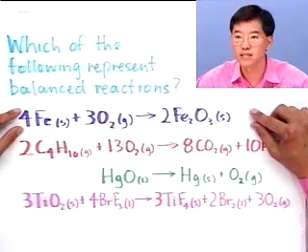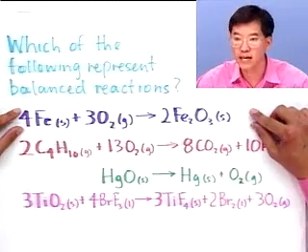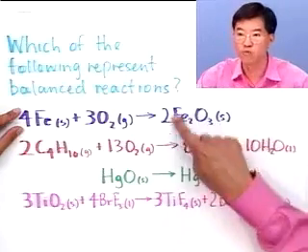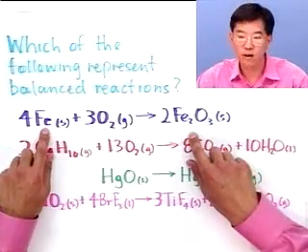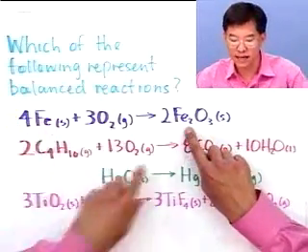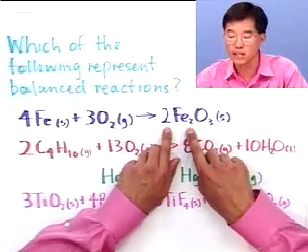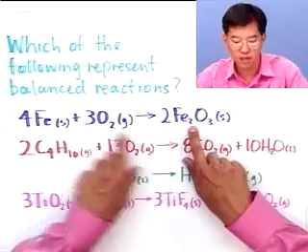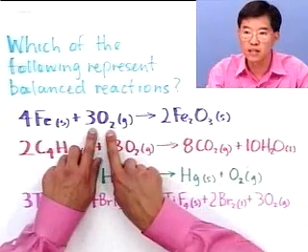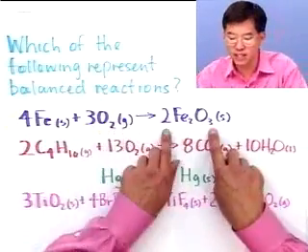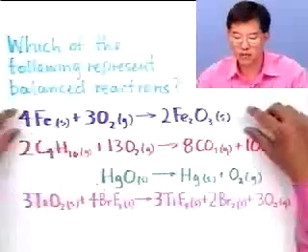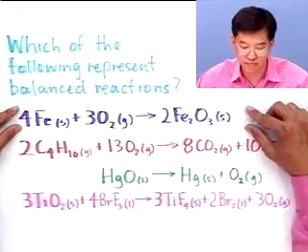The first reaction here is the reaction of iron plus oxygen to form ferric oxide, or iron 3 oxide. This is rust. We have 4 atoms of iron on the left-hand side and 4 atoms of iron on the right-hand side. Remember, multiply the coefficient by the subscript. We have 6 atoms of oxygen on the left-hand side and 6 atoms of oxygen on the right-hand side. So this represents a balanced chemical reaction.